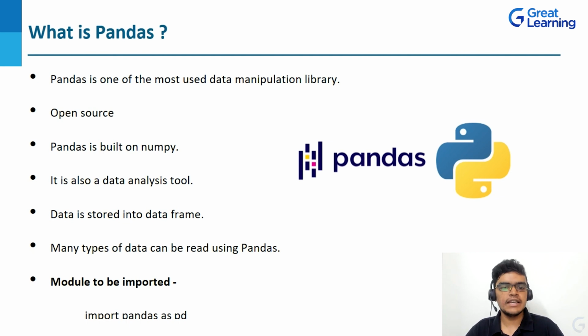Moving ahead, many types of data can be read using Pandas. So let's suppose you have your data set in a CSV file, then also with the help of the Pandas library, you can read that file. Even you can read an Excel file also, and there are a lot of file types. With the help of Pandas, you can read the data, right? So the module that you have to import in order to use the Pandas library is import pandas as pd, right? So this is the module.